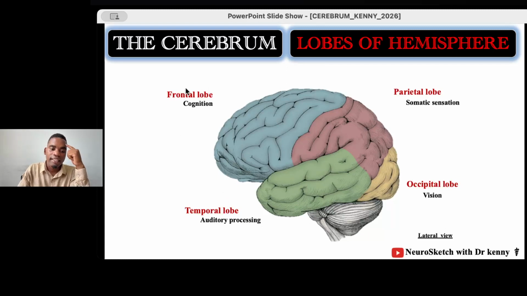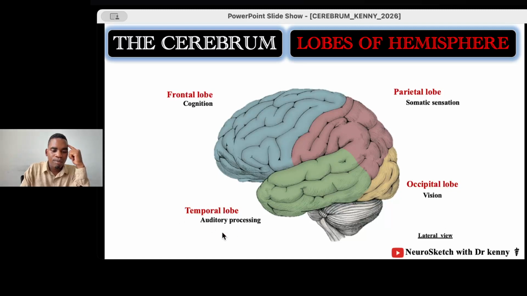For example, the frontal lobe is known for cognitive function. By definition, cognitive functions are those functions that make you make sense, for example reasoning, problem solving, planning for the future, judgment, and all other functions that fall under cognitive function. All these are done by the frontal lobe. It doesn't mean that the frontal lobe has no other function. It does cognitive function, but it also does other functions in interaction with other lobes.